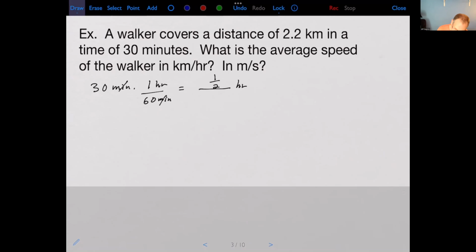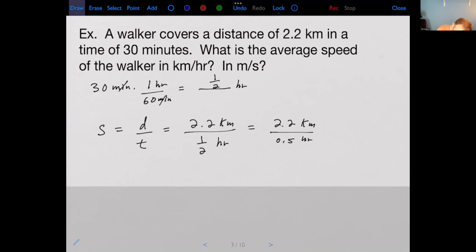So now to compute the average speed here, remember that's defined to be the distance over the elapsed time. So in this case, the distance is 2.2 kilometers, and the elapsed time is 1/2 of an hour. So if you divide those, you could write this as 0.5. So half is the same as 0.5 hours. You're going to get 4.4 kilometers per hour. Okay, so that would be the average speed in units of kilometers per hour.